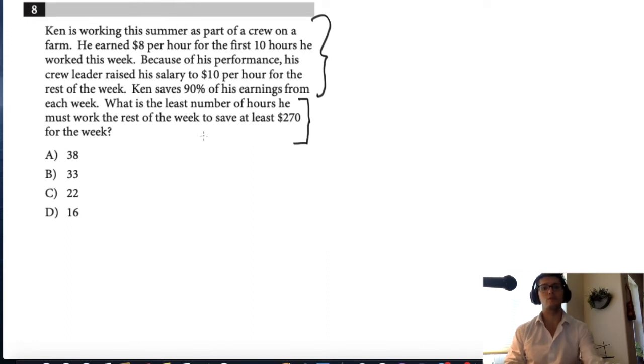So I want to be able to use it the first time I see that information come up. So we want to know the smallest amount of hours. Notice I just said that in my own words so that I'm actively translating, so I really feel like I understand the question as quickly as possible. Absorbing information is about translating that information and being able to use it, right? So the smallest number of hours you can work to save at least $270 for the week.